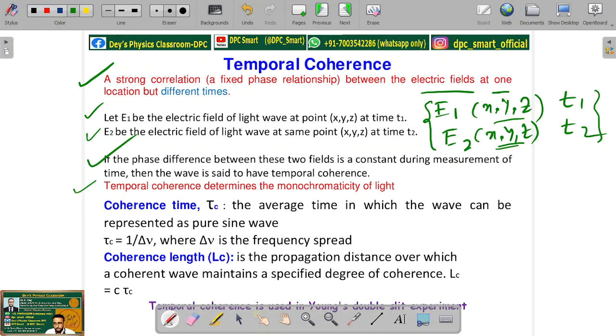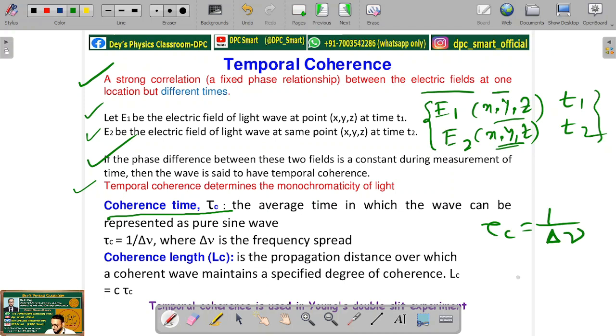Now regarding this we have to discuss a few more terms. These are coherence time and coherence length. Coherence time is denoted as tau c. It is the average time in which the coherence property is maintained. That means the average time in which the wave can be represented as a pure sine wave, or the coherence property is maintained, is called coherence time. And coherence time is related to the spectral width or frequency width of that light: tau c equals 1 by spectral width, that is delta nu.